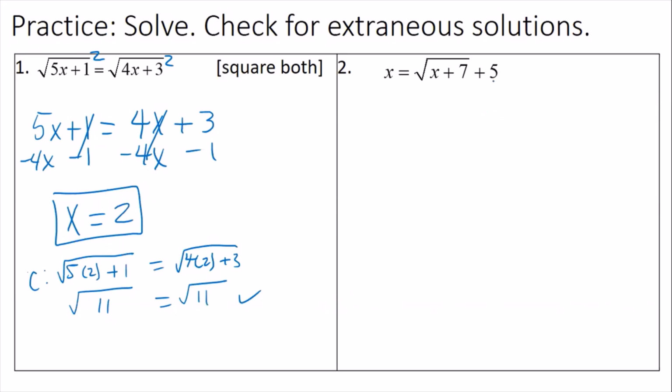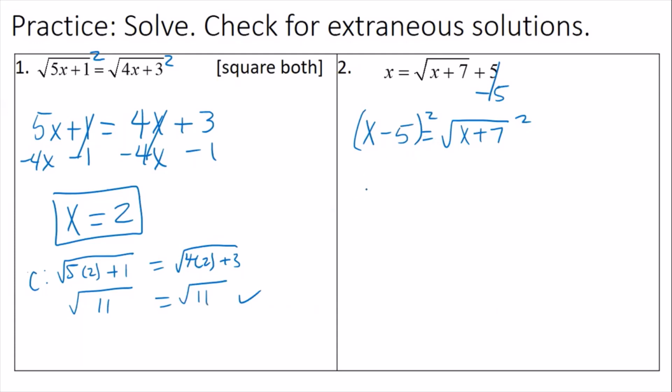All right, on number 2, I have an x outside of the radical. So I need to get the radical by itself. So I'm going to subtract 5. And that leaves me with x minus 5 equals the square root of x plus 7. I'm going to square both sides. And because there's already terms here, it turns it into a binomial squared. And again, the shortcut to FOIL here is you square, you double, then you square.